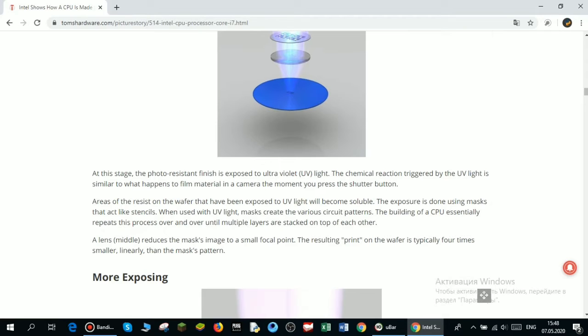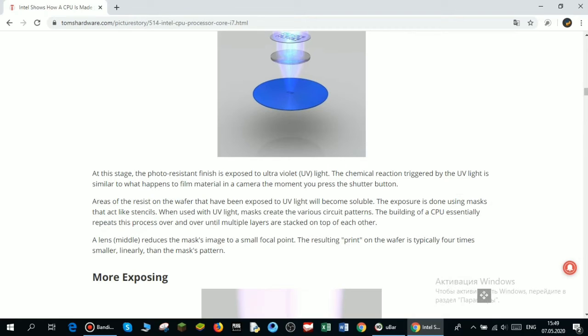The chemical reaction triggered by the ultraviolet light is similar to what happens to film material in a camera the moment you press the shutter button. Areas of the resist on the wafer that have been exposed to ultraviolet light will become soluble. The exposure is done using masks that act like stencils. When used with the ultraviolet light, masks create the various circuit patterns.